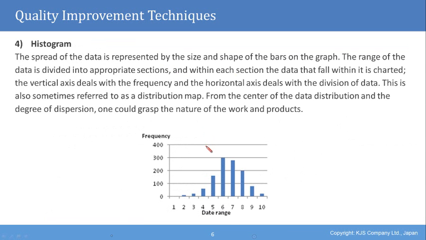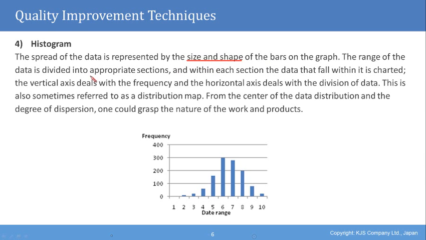Another category we had was the histogram. The spread of the data is represented by the size and the shape of the bars on the graph. Note that in a histogram, the data is represented by the size and the shape, unlike a simple bar chart where the data is represented simply by the size. In a histogram, the shape is also representative of the data.